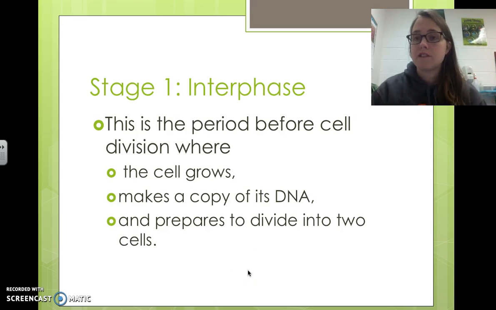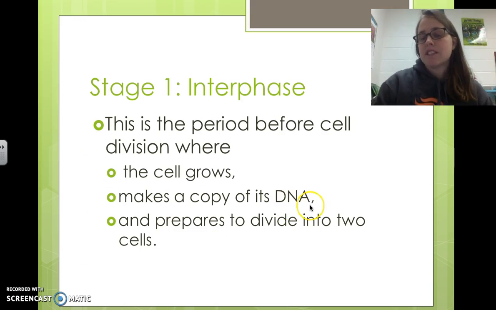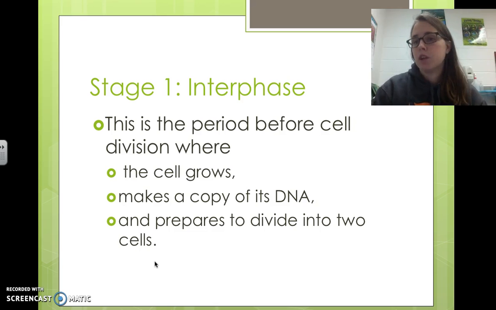So stage one is interphase, and this is the longest period. This is the thing that takes the most time. During interphase, the cell will grow, get bigger, make copies of its organelles, and make more cytoplasm. It also makes a copy of its DNA. So in a cell that has gone through interphase, you will see it has two copies of DNA. And it also prepares to divide into two cells. Sometimes that means changing shape a little bit, and we'll look at that in a second.